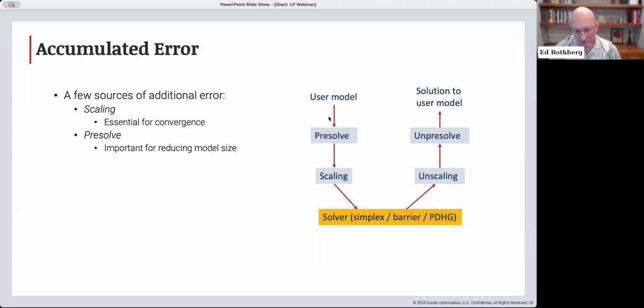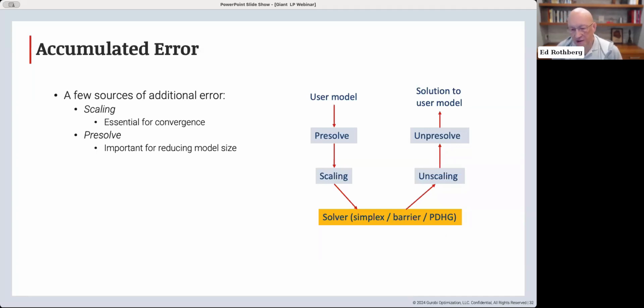So the user presents us a model. We apply presolve to reduce the size and hopefully difficulty of the model. We apply scaling to improve the numerical conditioning of the problem. And then we hand that problem to the solver: simplex, barrier, PDHG.